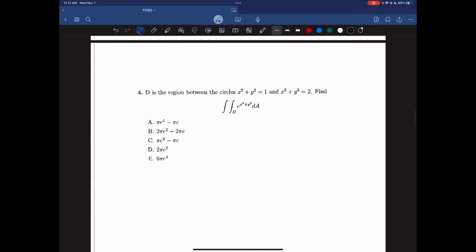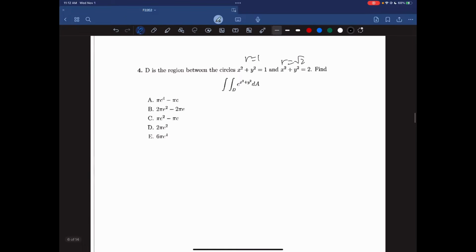Number 4, D is the region between the circles x squared plus y squared equals 1 and x squared plus y squared equals 2. Find the double integral over the region D of e to the x squared plus y squared dA. So, we have circles, so we should be thinking polar coordinates. This is r equals 1, r equals root 2, and this exponent right here is just r squared in polar coordinates.